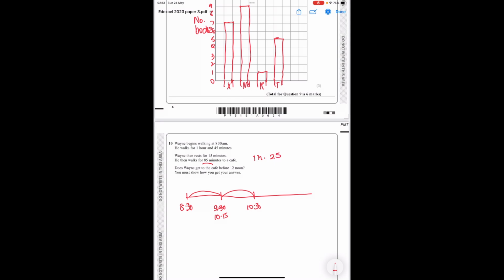So we're going to add on 1 hour, will take us to 11:30. And then add on 20 minutes, will take us to 11:55. So does he get there before noon? Yes.